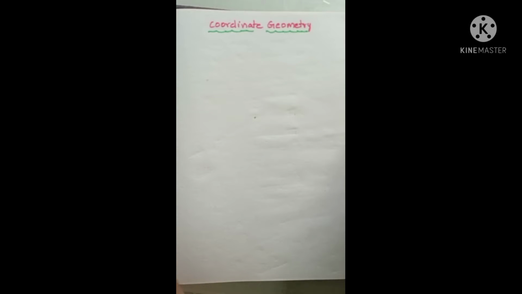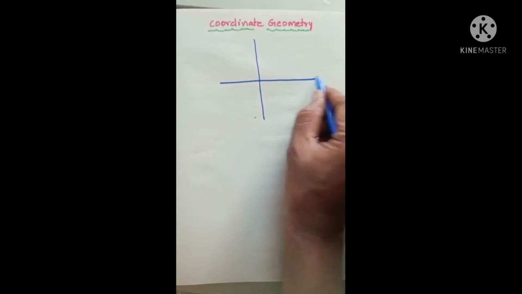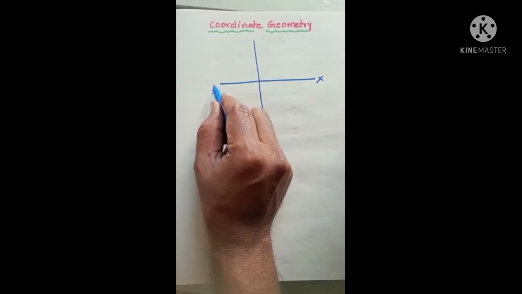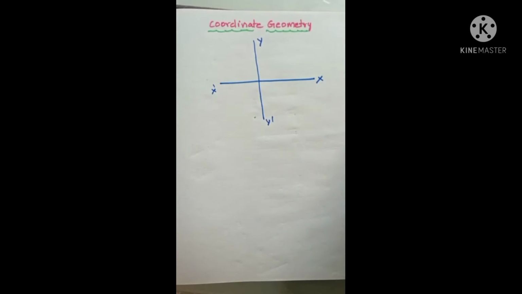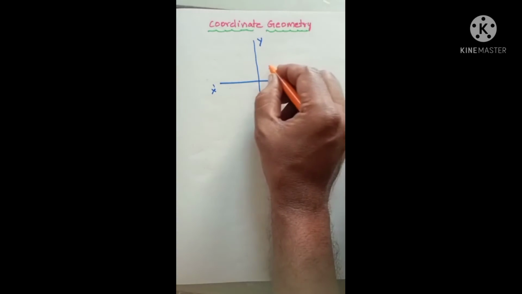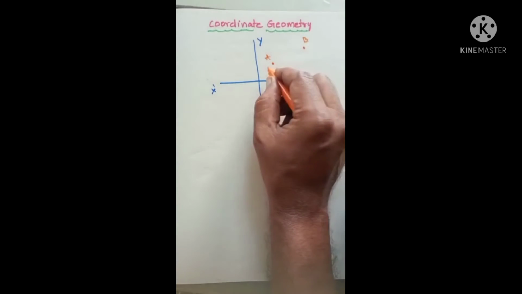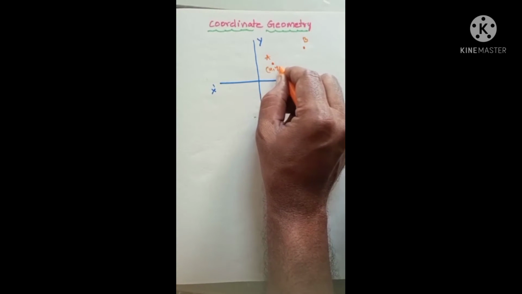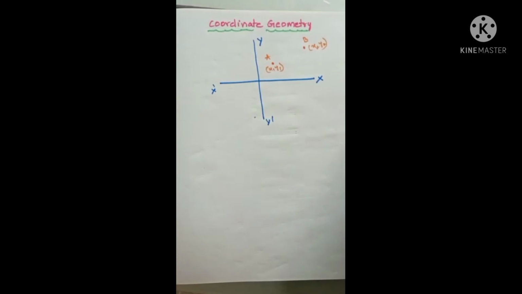Today in this class we will learn some questions on the distance formula, beta. You know that in a Cartesian plane, for example, if I take a Cartesian plane, this is x-axis, x dash, and this is y-axis, y dash. If I take any 2 points on this Cartesian plane, say this point is A and this point is B, the coordinates of A are x1, y1, the coordinates of B are x2, y2, and I already explained how to find the distance between AB.